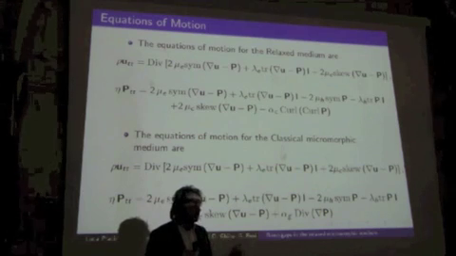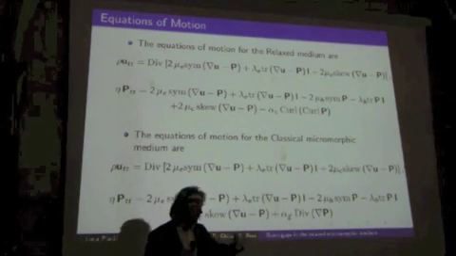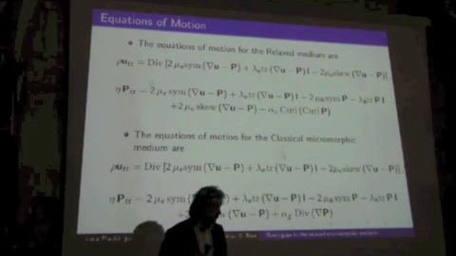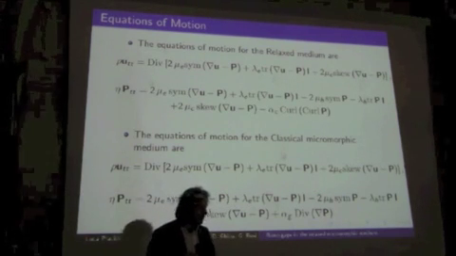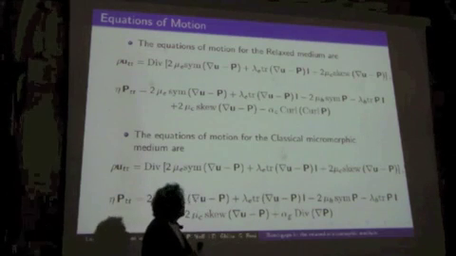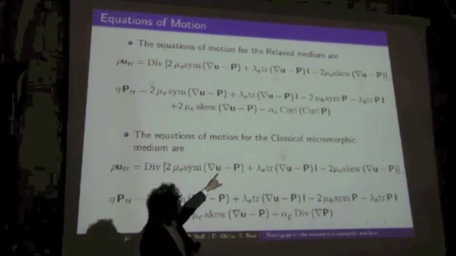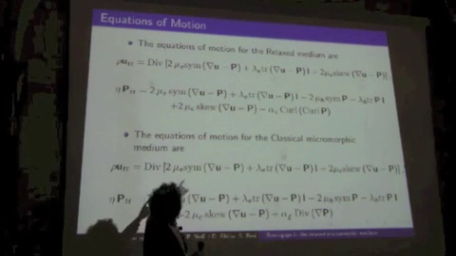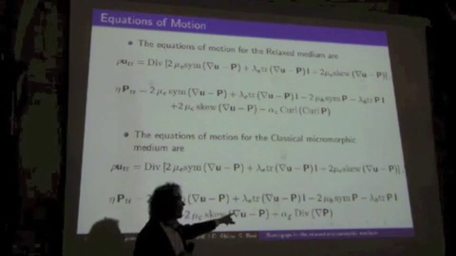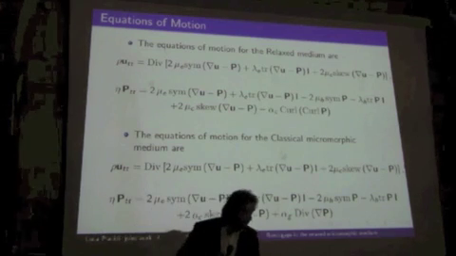The equations for the relaxed medium are this one. These are the first two, and the equations for the classical micromorphic medium are the last two. The difference you see just in the last term of the second equations. We have the curl of the curl in the relaxed medium, and we have the Laplacian operator in the second medium.